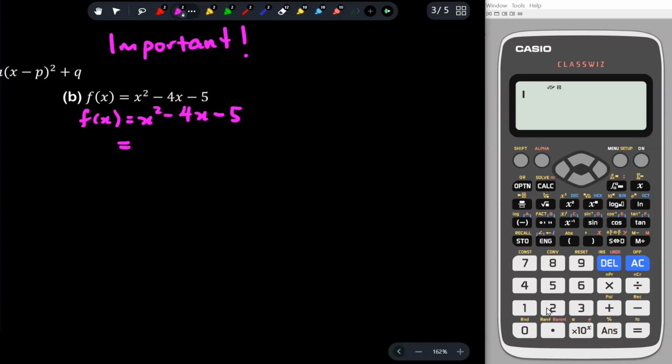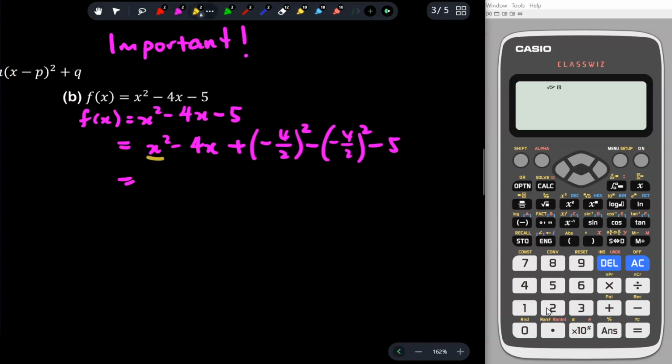Okay, so we can start to do the completing the square method. We write down the first two terms, x squared minus 4x. Then after that we plus (b over 2) whole squared. So our b is negative 4. So (b over 2) whole squared, then we minus (b over 2) whole squared, and then we bring down the negative 5.